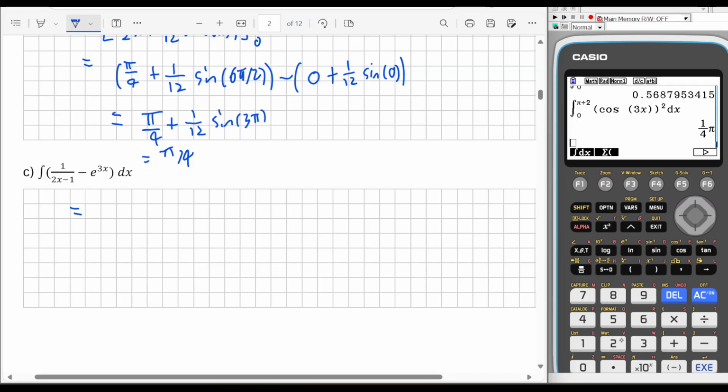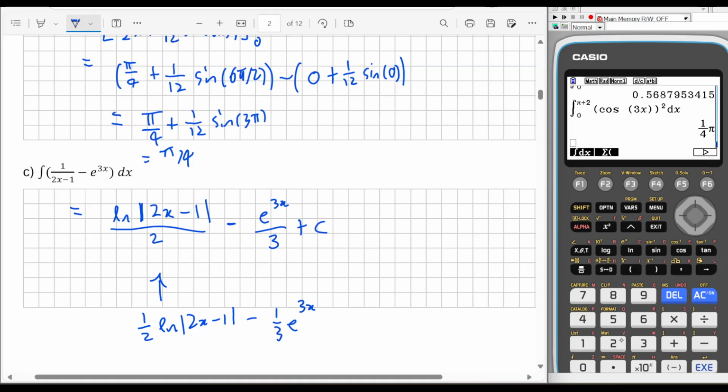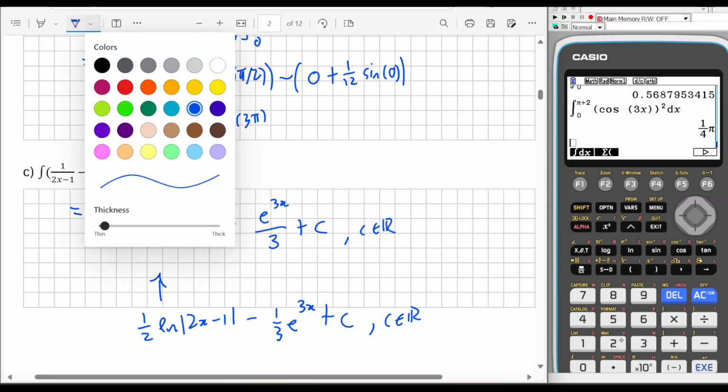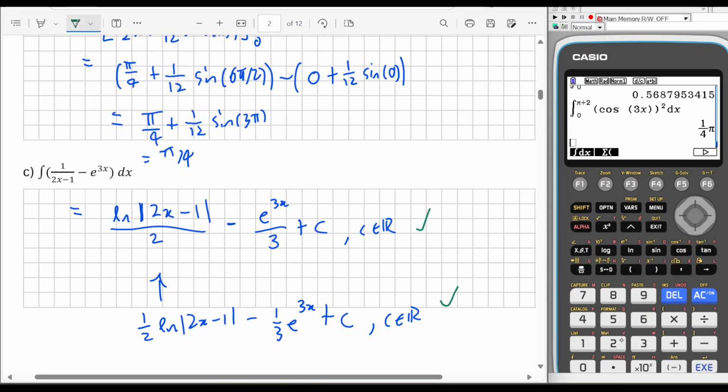This one here will become log of the absolute value of 2x take 1 over 2, because you need to divide by the number with the x, and then e to the 3x over 3 plus c. Some people might like to write this as half log of 2x take 1, take a third e to the 3x plus c. C is in R. Both of these I would be very happy with.